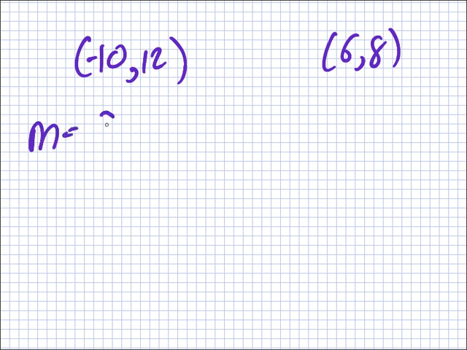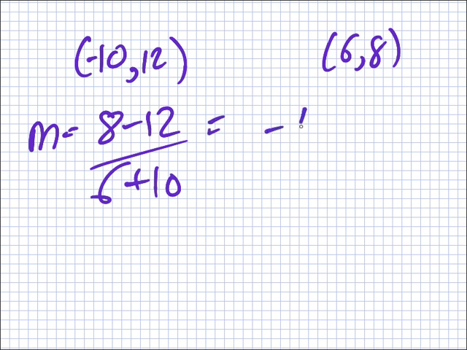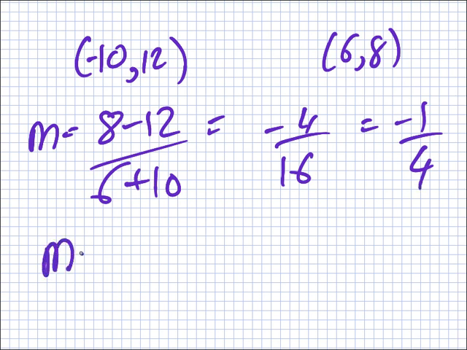8 minus 12 over 6 minus 10, wasn't it? Yeah. Minus 4 over 16, which is minus 1 over 4. So that means the m is actually 4. So it's y equals 4x plus c.